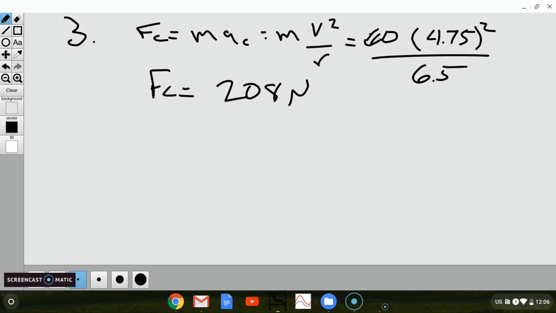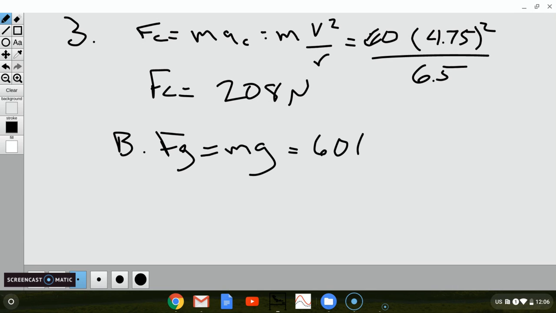All right, so then the second part, part B, was what is the weight? Again, weight is just F_g. Make sure you know that weight is the force of gravity. This will be just 60 times 9.8. That's supposed to be an 8. Sorry, that looks hideous. But you know what it is, 60 times 9.8, and we get 588 newtons. So there's part A, there's part B, done and done.